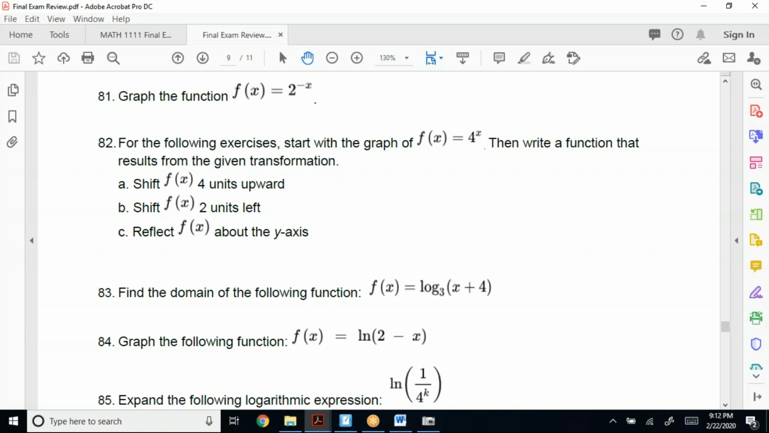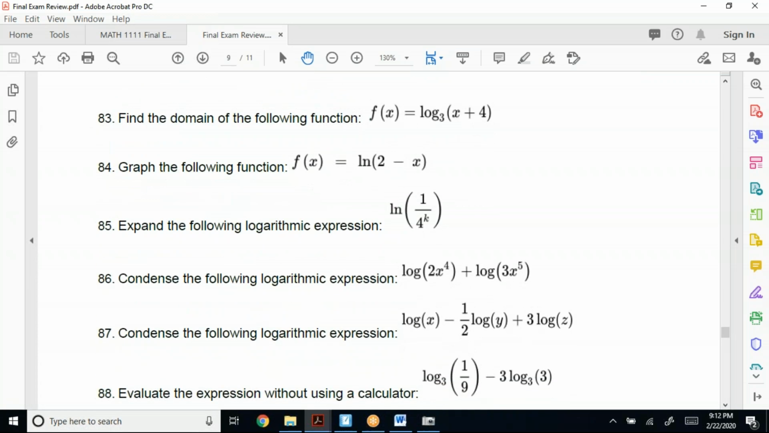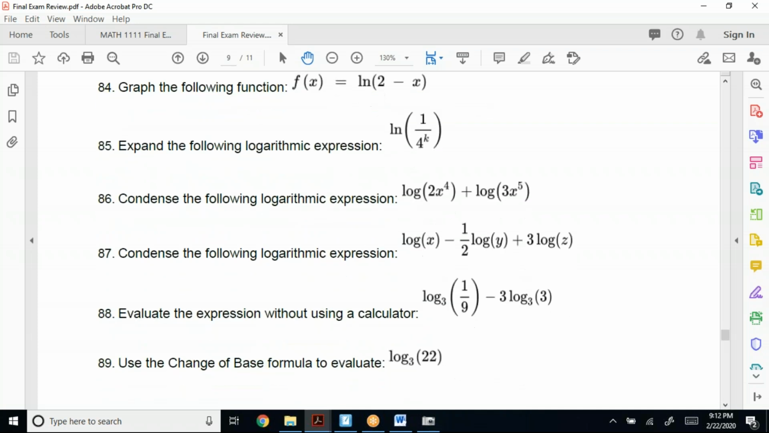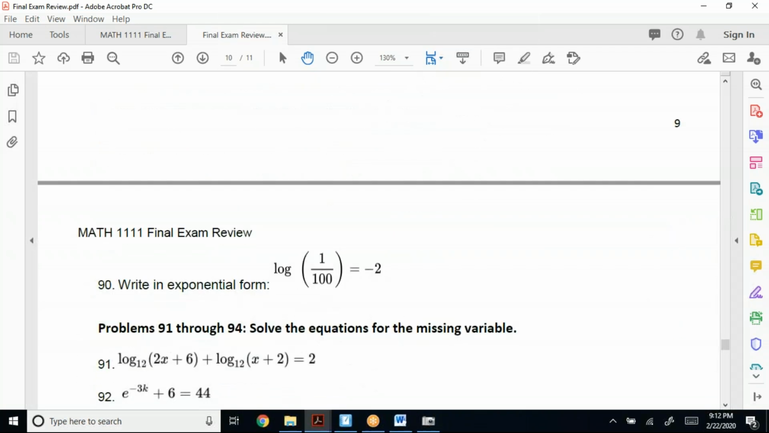You got to worry. There's one like 82 that's on there. That's one I'll give you, so don't worry about that. Or 83. Expanding, condensing, I'd make sure I could do that. Evaluate this log right here on 88. Evaluate the log on 89 would be good.